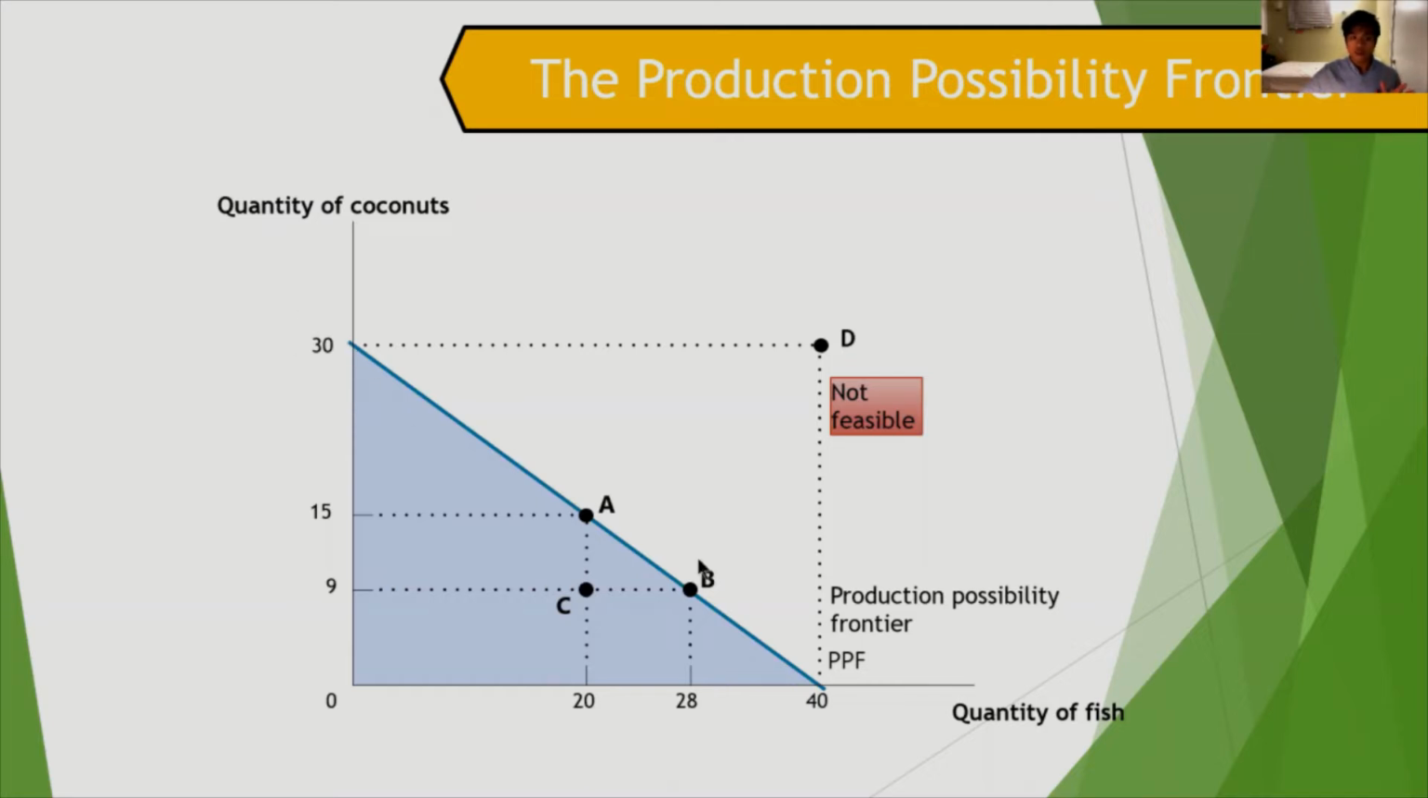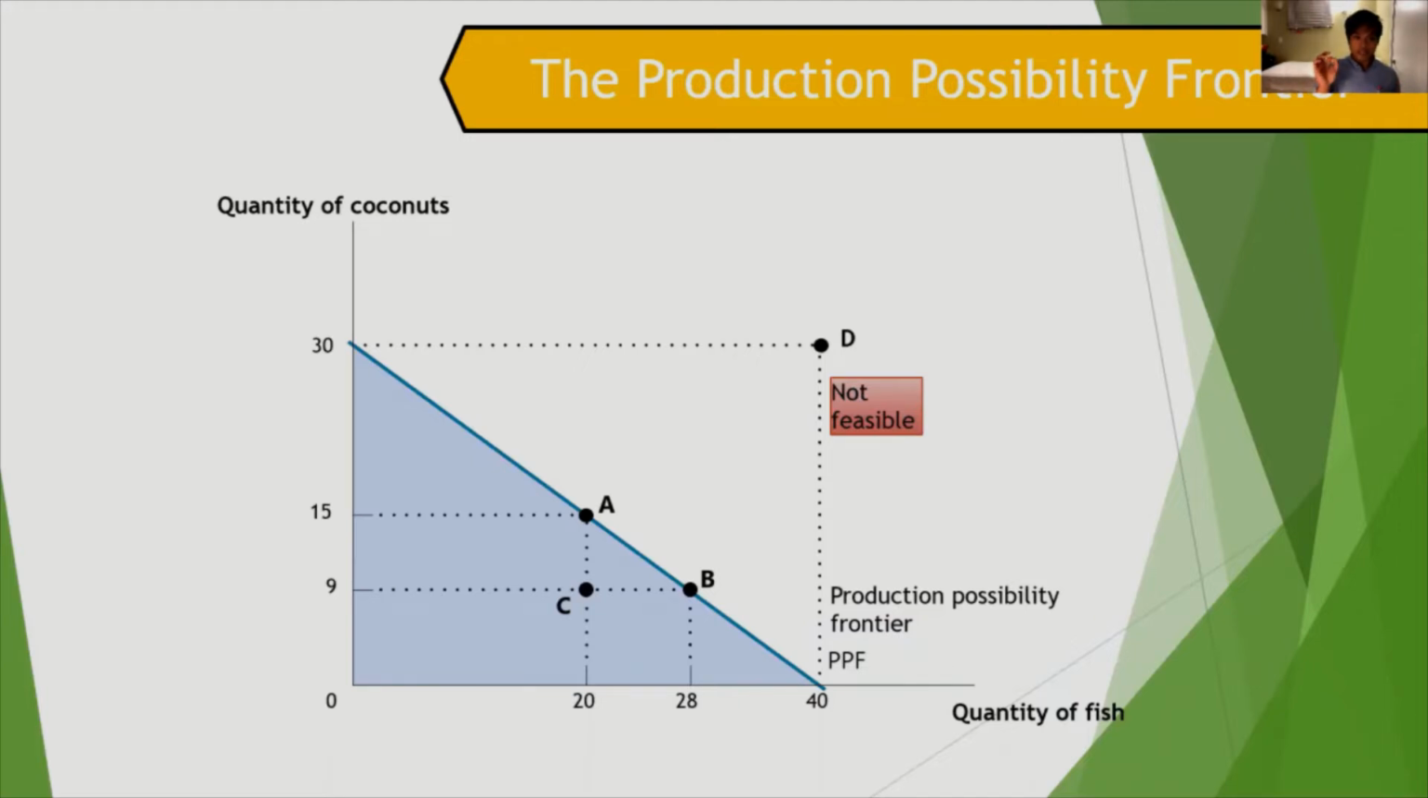And anything on the line, the blue line, so A and B, is said to be attainable and efficient. So that is a combination of coconuts and fishes. C is attainable but inefficient. So think of resources idling, workers using the washroom for too long. And D is not feasible. It requires economic growth through productivity or more capital.